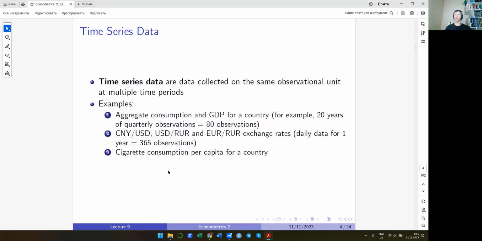It might be something like socio-demographic characteristics, like cigarette consumption per capita for a country. Again, you can collect these monthly, annually, quarterly, whatever. Daily returns of Gazprom stock. So everything that develops over time and can be tracked over time is a time series.